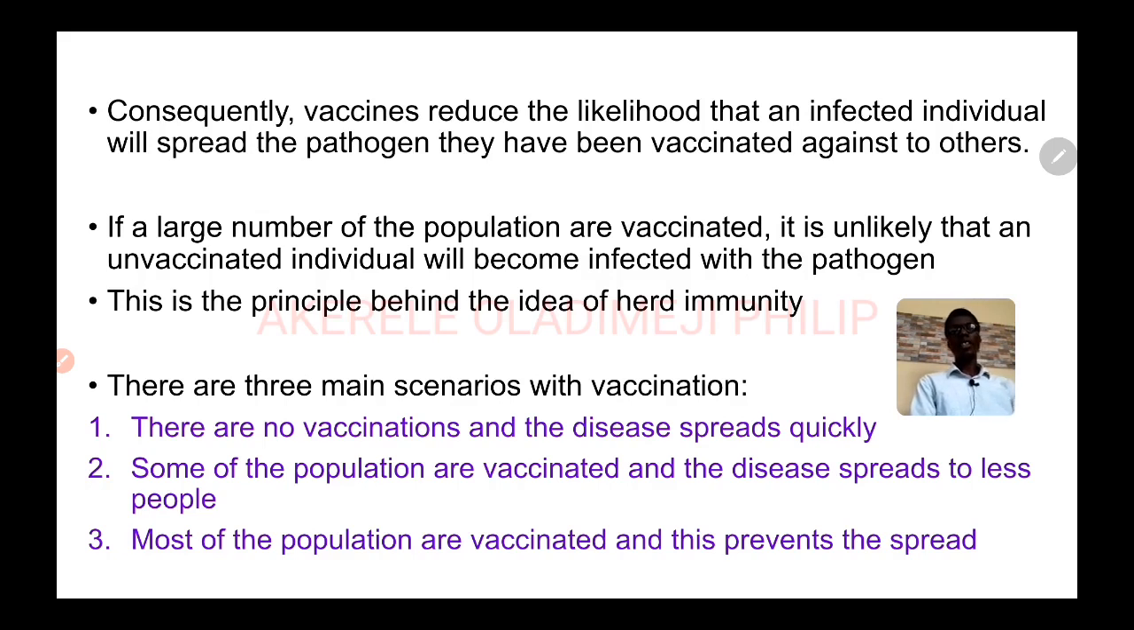Now, there are three scenarios with vaccination. The first one says there is no vaccination and the disease spreads quickly. That explains why COVID kept spreading. Now, some of the population are vaccinated and the disease spreads to fewer people. So it means that the more people are vaccinated, the less the disease spreads. Now, it says here, most of the population are vaccinated and this prevents the spread. You're going to see that as we move on when you get to herd immunity.